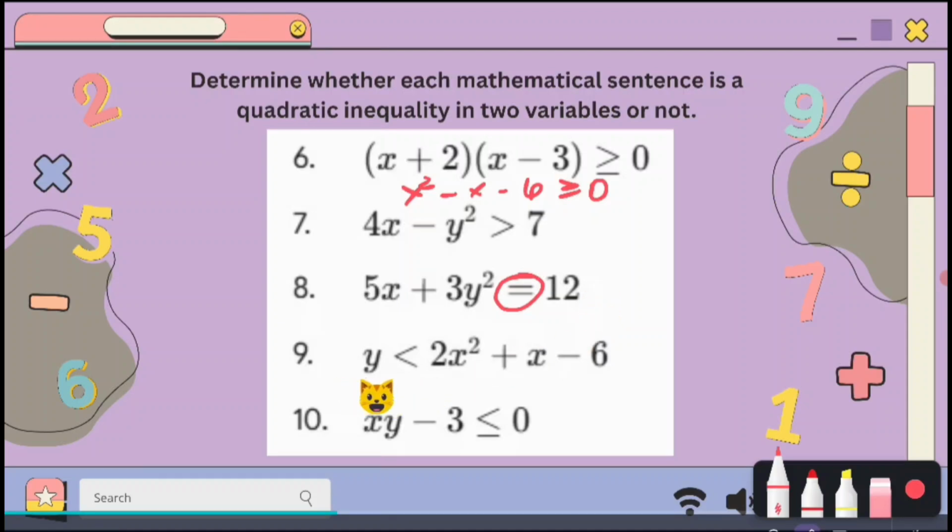Number 9, y is less than 2x squared plus x minus 6. It has a quadratic term 2x squared, and ang inequality sign ay less than. So, this is a quadratic inequality.